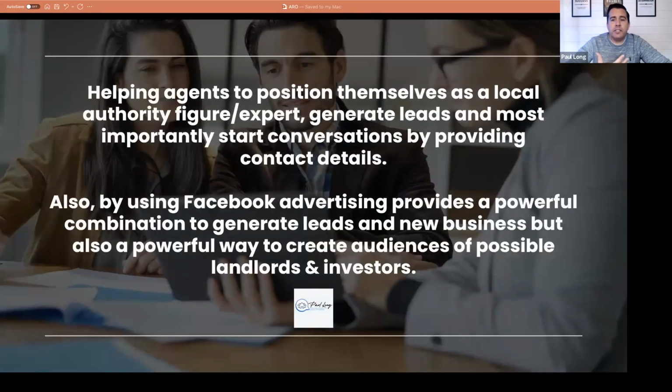And these are helping agents position themselves as local authority figures, experts, generate leads, but most importantly, start conversations by providing contact details. So this type of advert for our business is huge because obviously conversations are so important in any property business, but also using Facebook advertising provides a powerful combination to generate leads and new business, but also a powerful way to create audiences of possible landlords and investors.